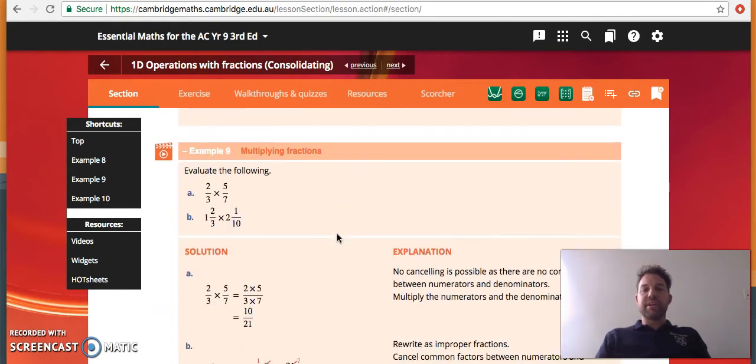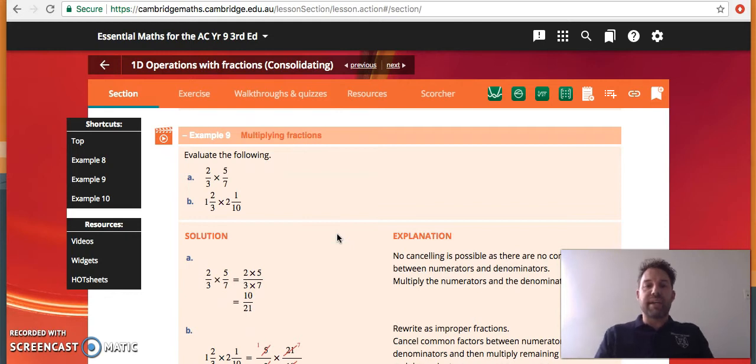All right, next one we're going to look at is multiplying fractions. All right, this one you can go straight across and multiply straight across. So 2 times 5 is 10. 3 times 7 is 21. Okay, so you go straight across. You don't have to get the same denominators or anything like that. You can just multiply straight across.